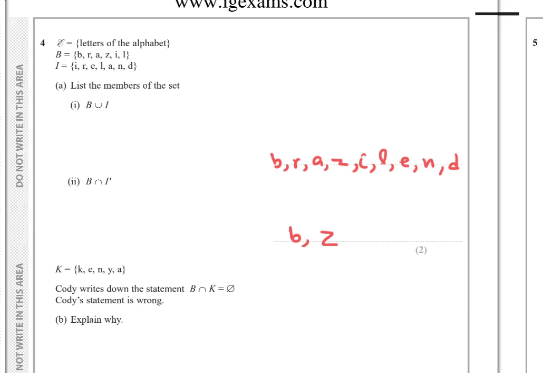Now K equals KENYA. Cody writes down the statement B intersect K equals phi. Cody's statement is wrong. Explain why. Because B intersect K equals A, not phi.